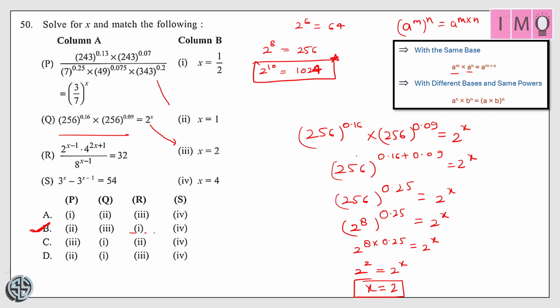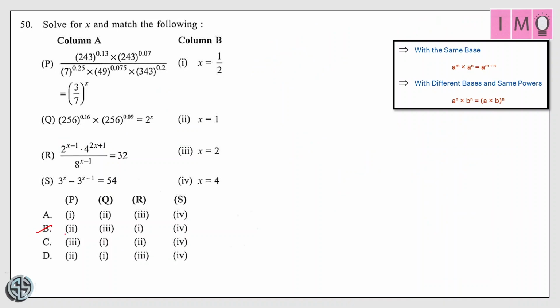Now but let's solve the first and fourth also quickly. But we got to know that option B is the correct answer. Let's solve the third one quickly. If you will see, it is written 2 to the power x minus 1 into 4 to the power 2x plus 1 upon 8 to the power x minus 1 is equal to 32.